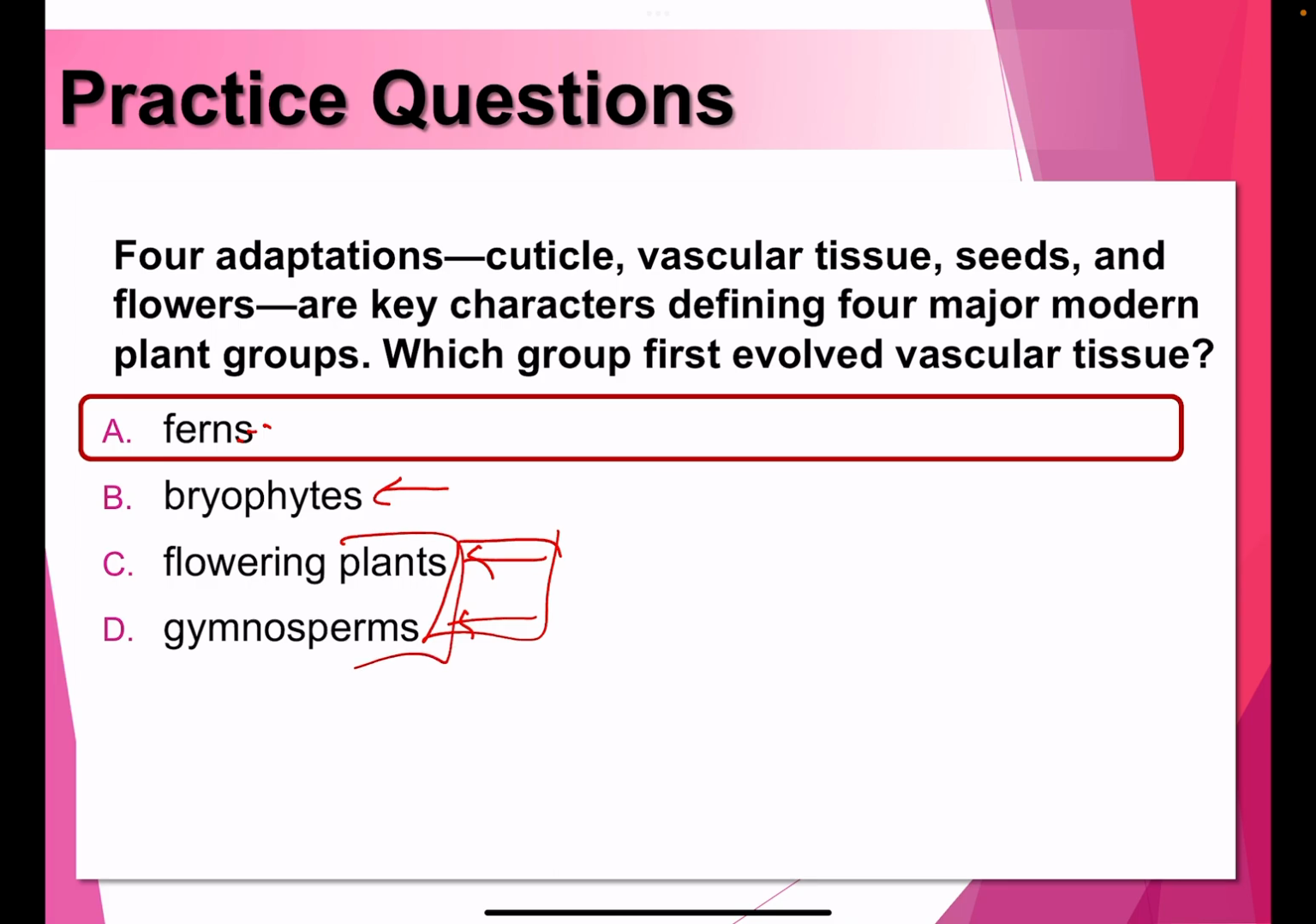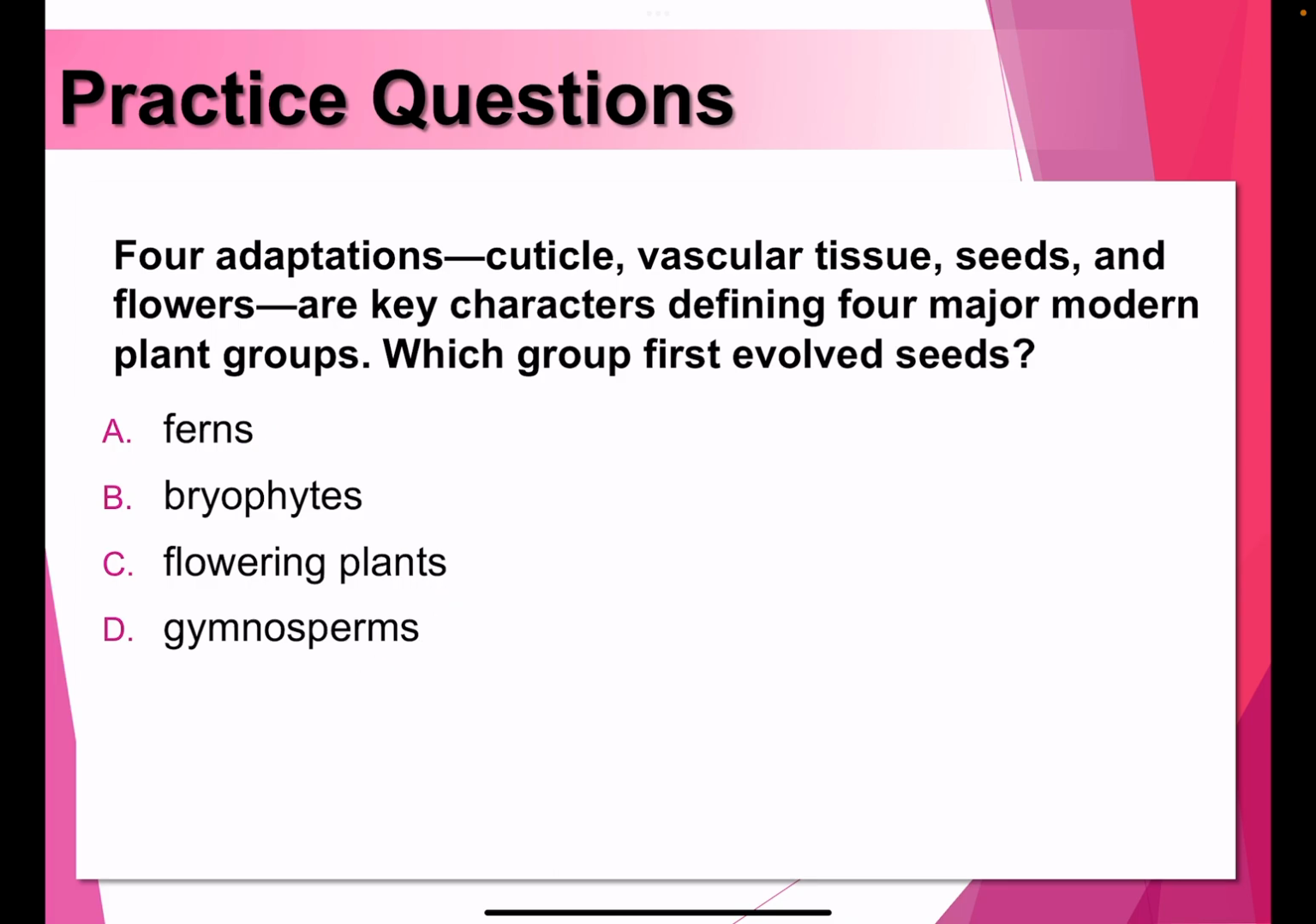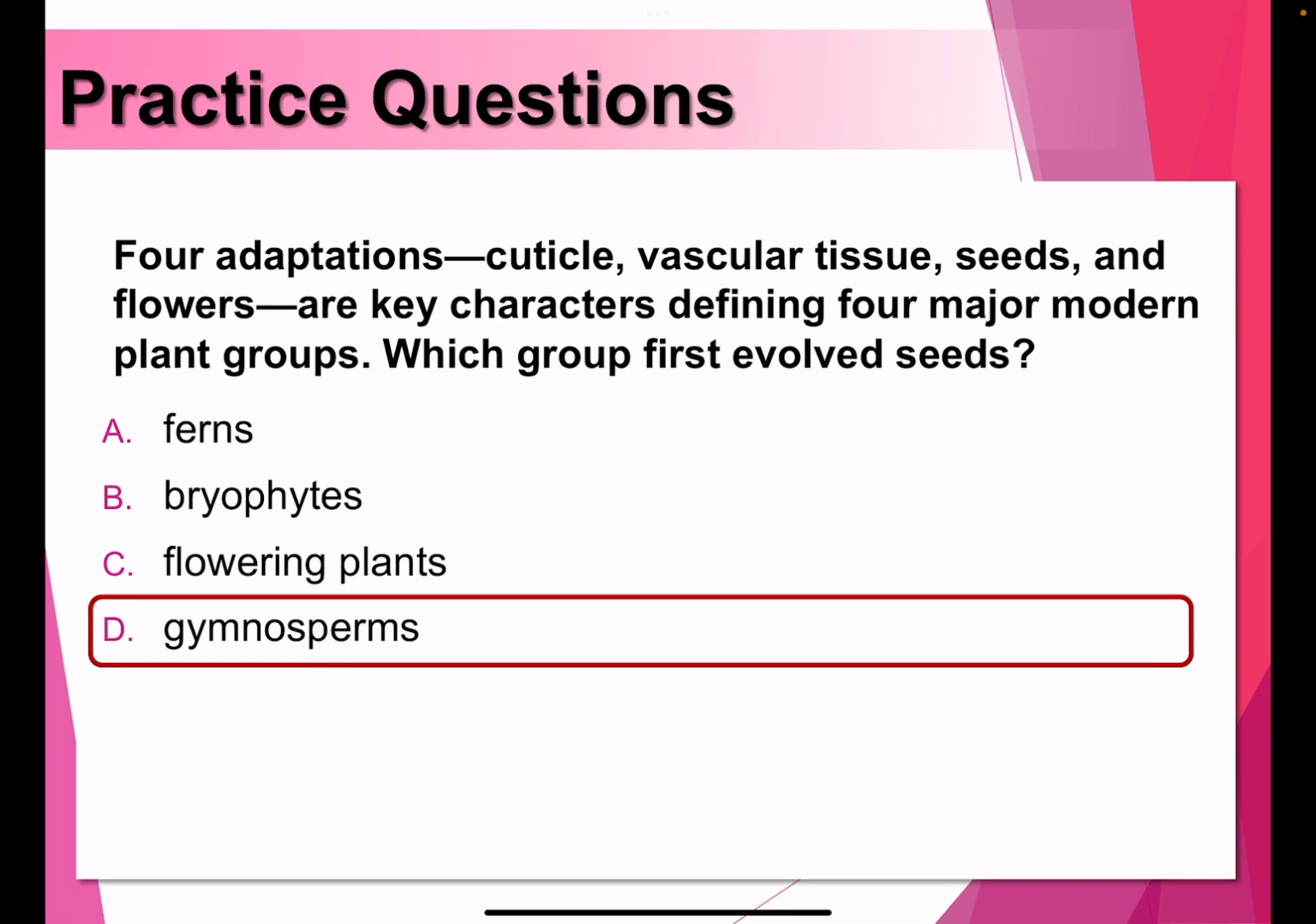So, with the same question, which group first evolved seeds? Gymnosperms. Again, bryophytes are the non-vascular plants with no seeds, of course. Ferns are the seedless vascular plants, again, no seeds. And then the next plant that comes into play in the phylogeny of plants is the gymnosperm, followed by angiosperm. So angiosperms are the most recently evolved plants.